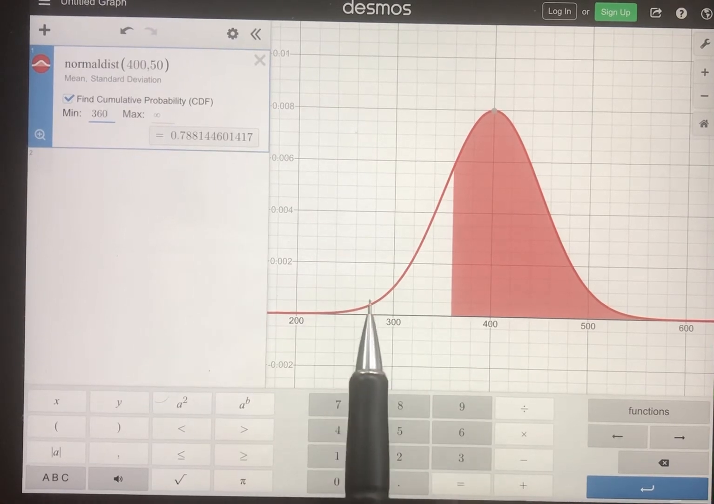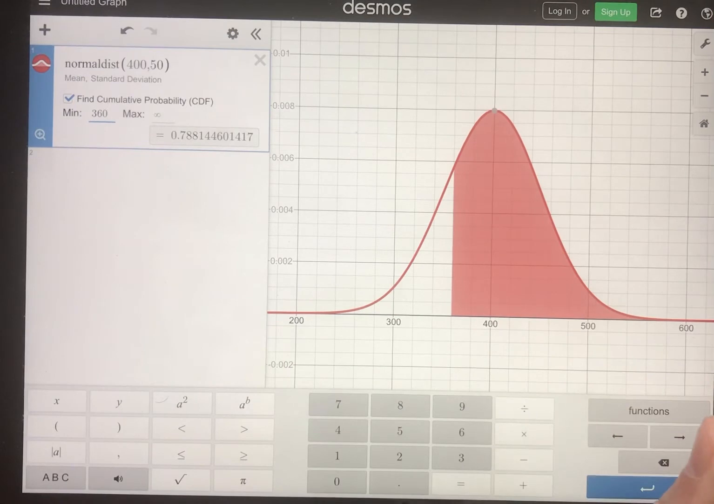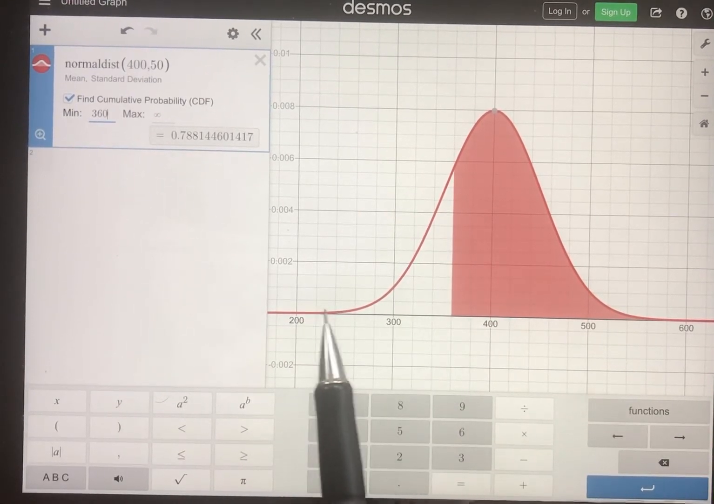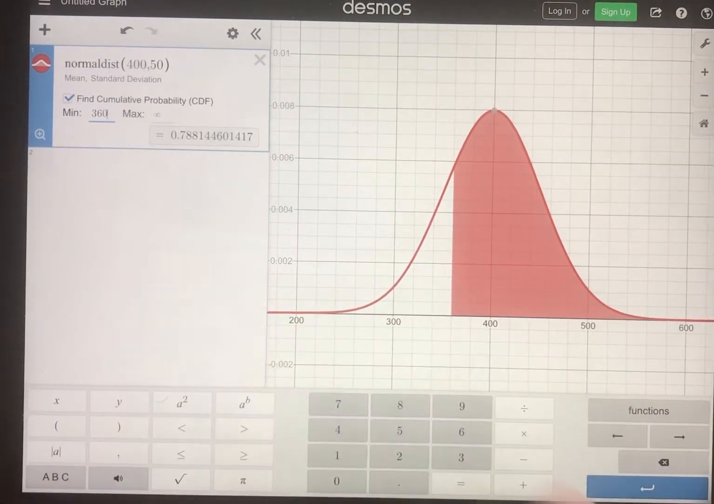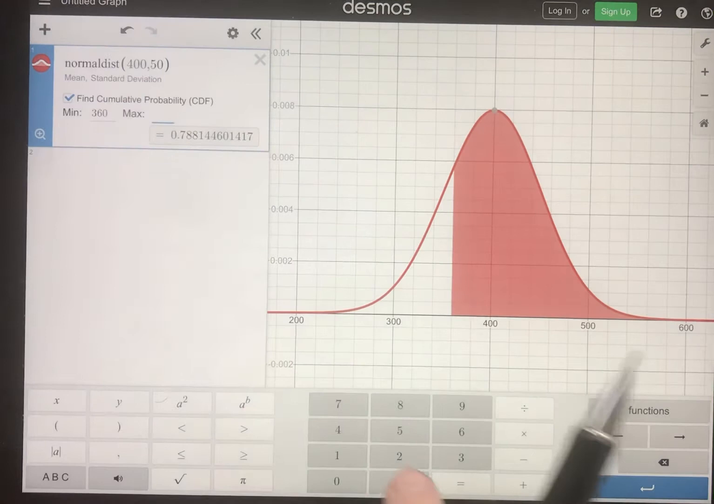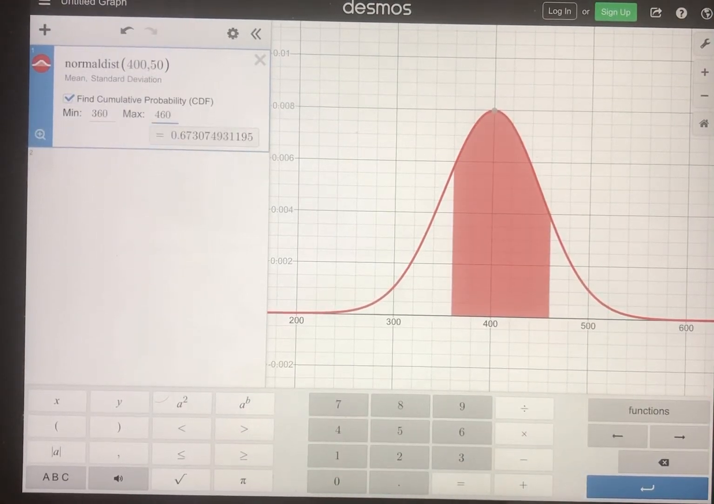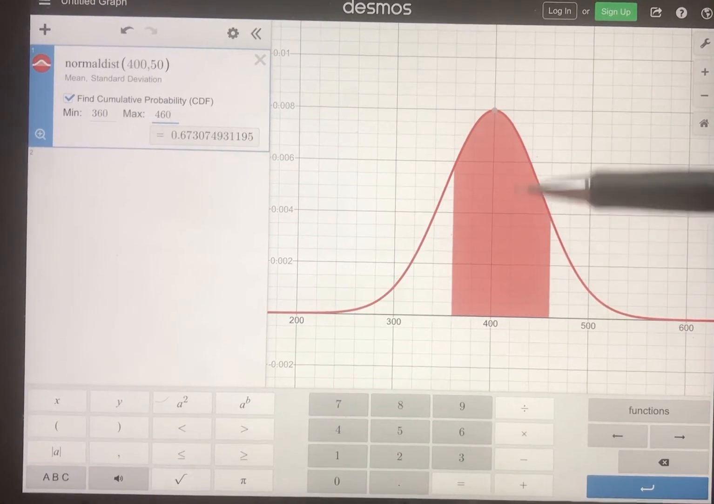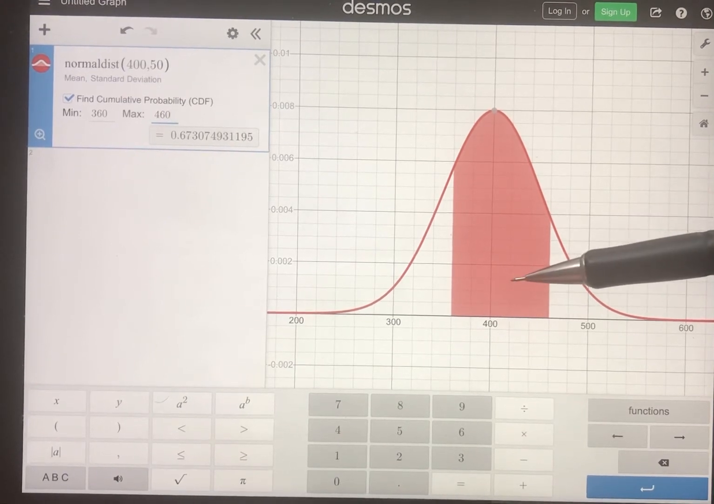And you can see it's already cut off. It's already now looking at 360 and above. It's already taken away what's below 360. But we want our max not to be infinity, but we want our max to be 460. So I'll tap here and I'll put in 460. And Desmos shades for you the percentage, the area under the curve that represents the percentage of 1.